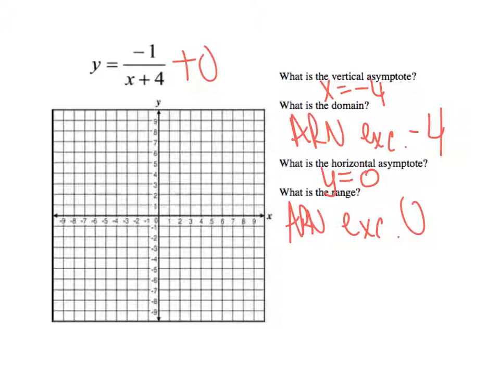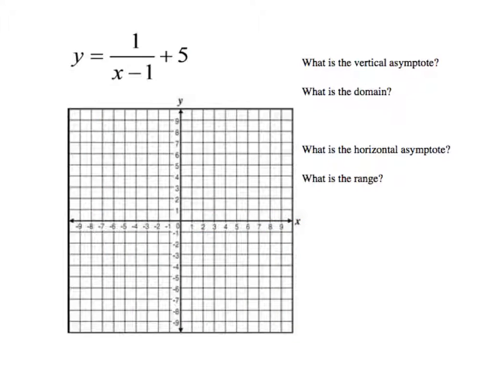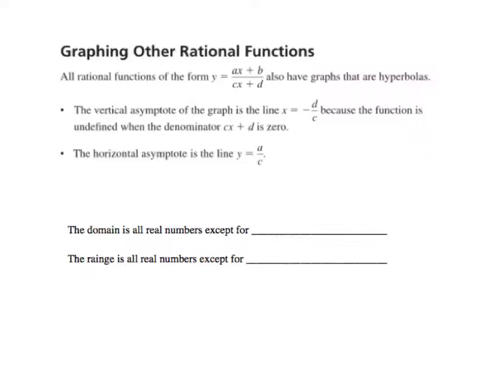If I go ahead and graph that, I'm going to have a vertical asymptote at -4. Horizontal asymptote is 0. And we are going to be in quadrants 2 and 4. Okay, we've done several of these. I'm going to go ahead and skip this one for now and look at other rational functions.